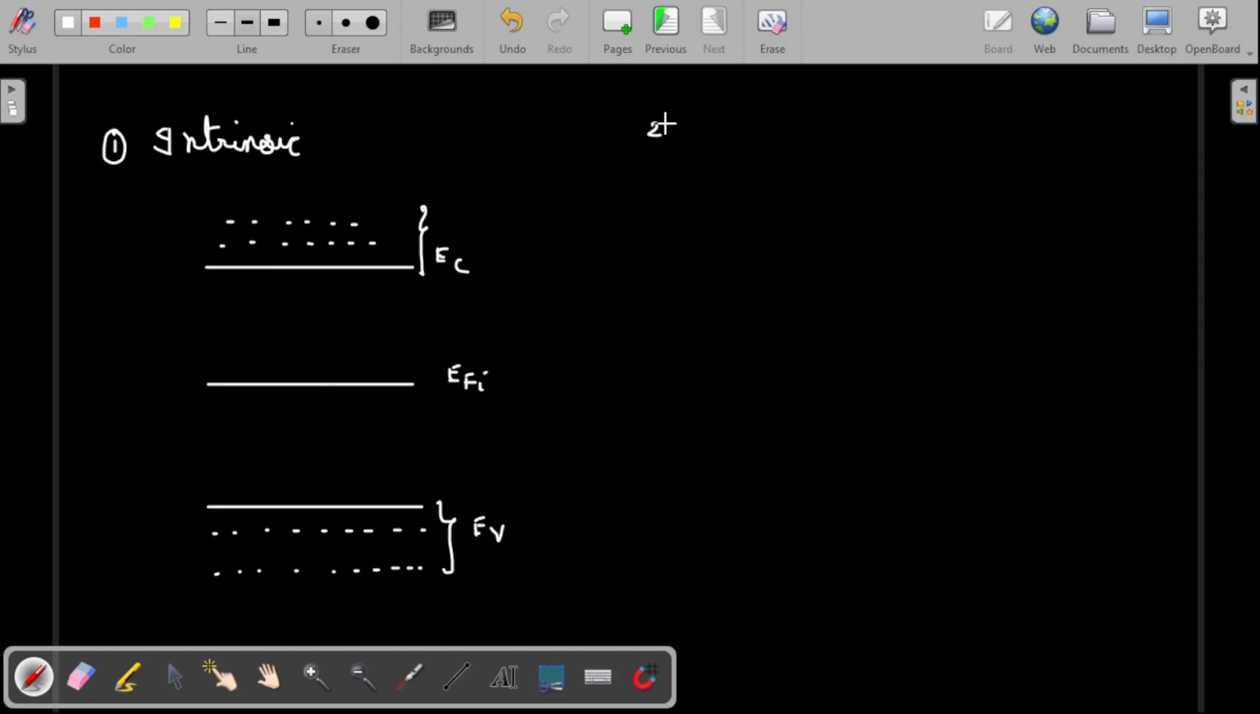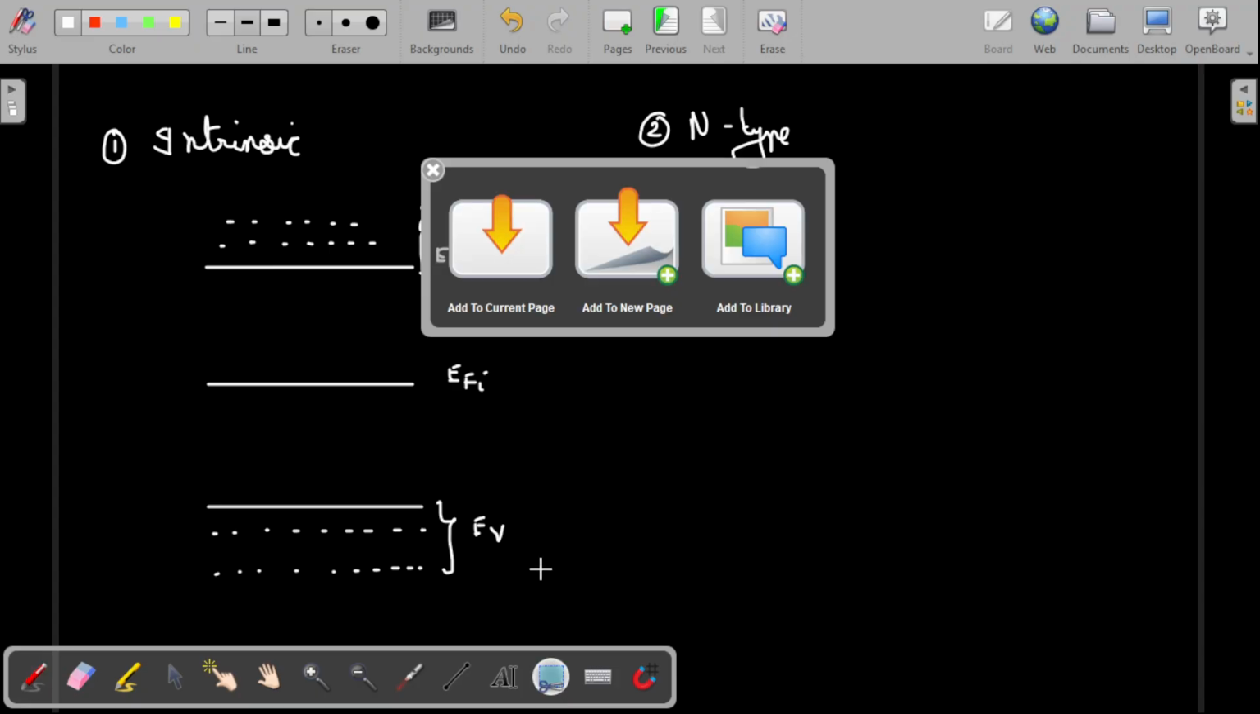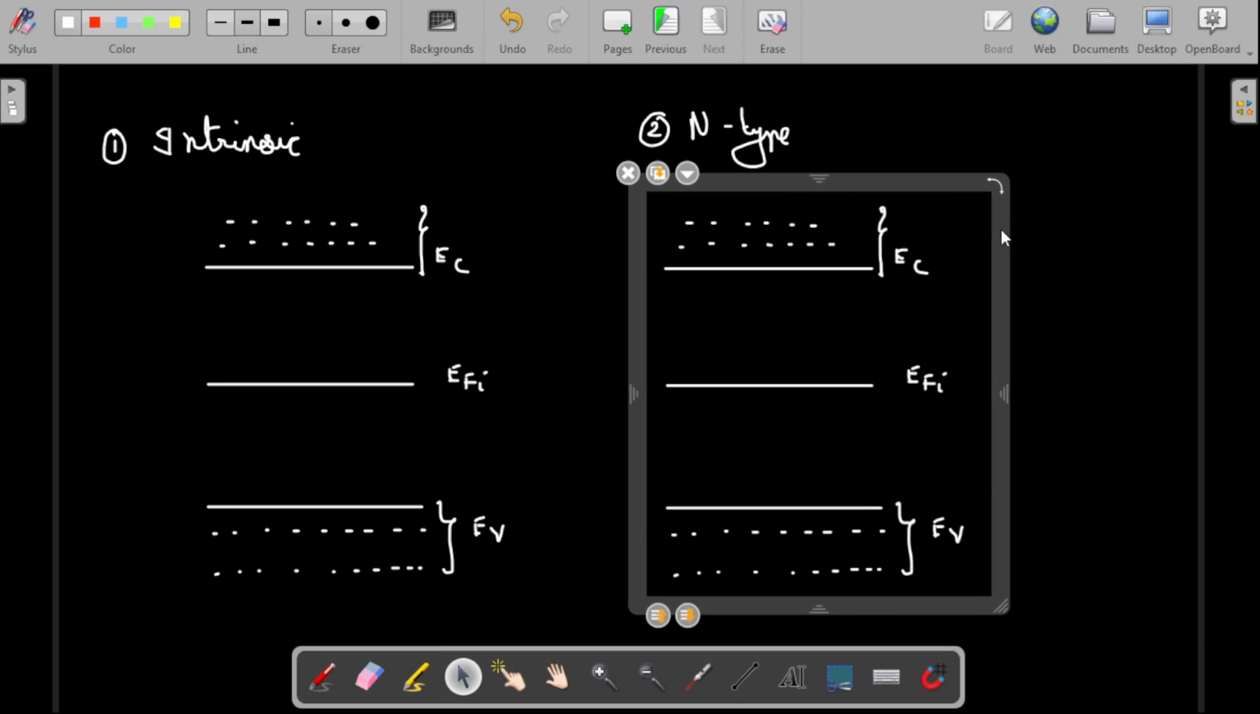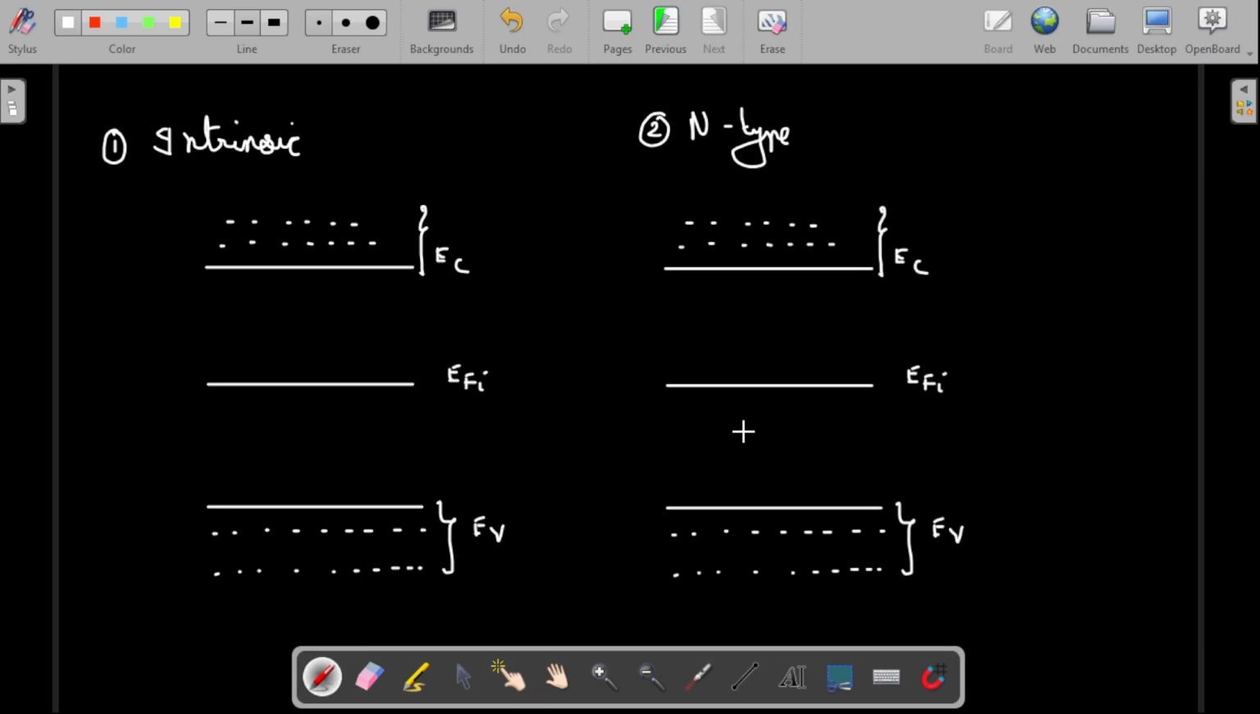Let's take a second case, n-type. This part will not change, it will be similar, so let me just copy and paste it here. It will be the same, with no change here. But another extra energy level will be available right below the conduction band. This thing we already discussed.